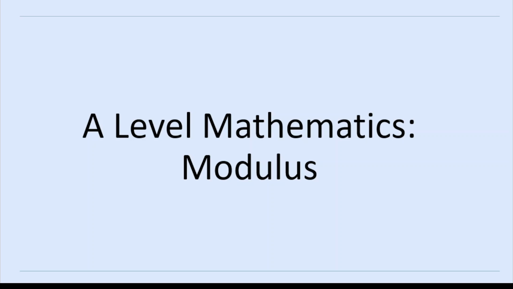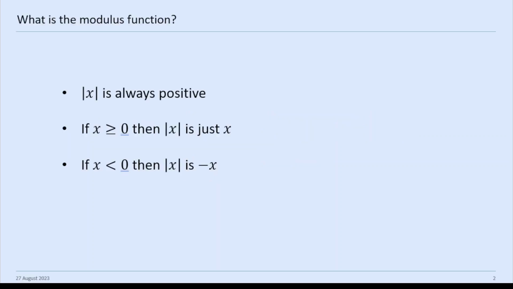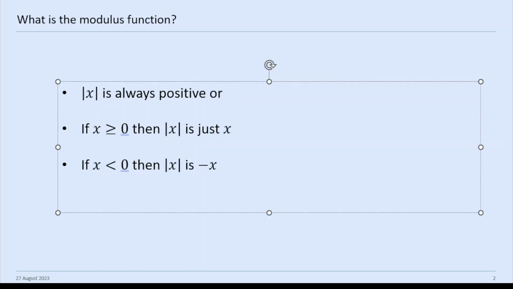Today we're going to look at the modulus sign in A-level mathematics. So this is what it is, the modulus function. Modulus of x is always positive or 0. In fact, we should say that because it can be 0, positive or 0. If x is greater than or equal to 0, then modulus of x is just x, and if x is less than 0, then modulus of x is minus x.